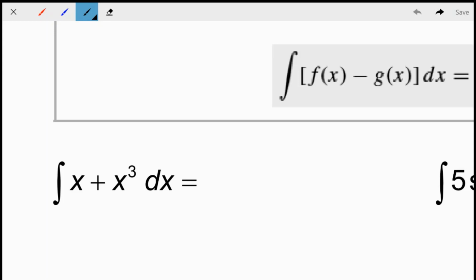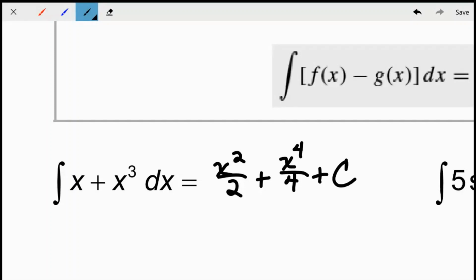And when you solve a problem like this, all you're going to do is just go through it term by term. So for this, I would have x squared over 2 plus x to the 4th over 4. Remember, I'm just adding 1 to the exponent and dividing by the new exponent, and then plus c. Okay, so really simple to do.